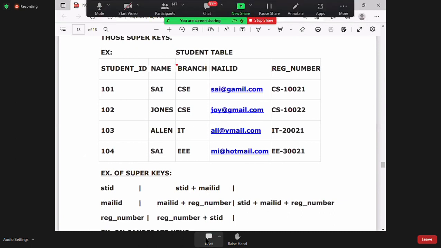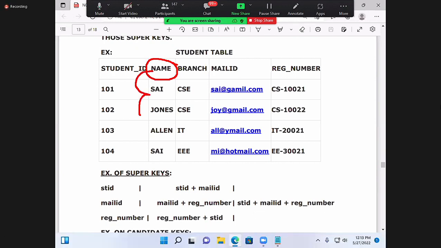Next column, check out name. In the name column also, how many rows? 4 rows. And does every row value have a unique value or duplicates? Duplicate. What is that? Sai, Sai. In the name column, we have a duplicate. So are these column values uniquely identifying your rows? No, never, because I have a duplicate, Sai. So this column is not a super key column.